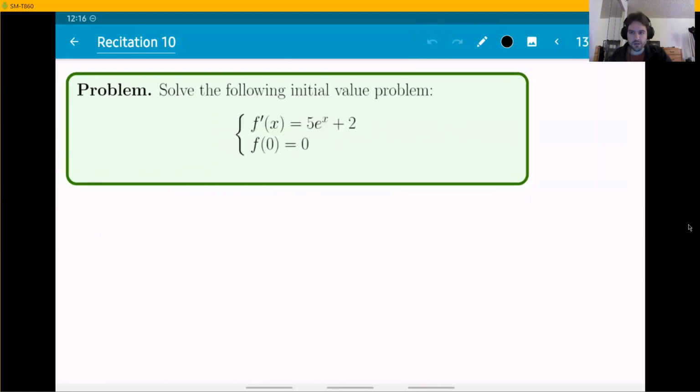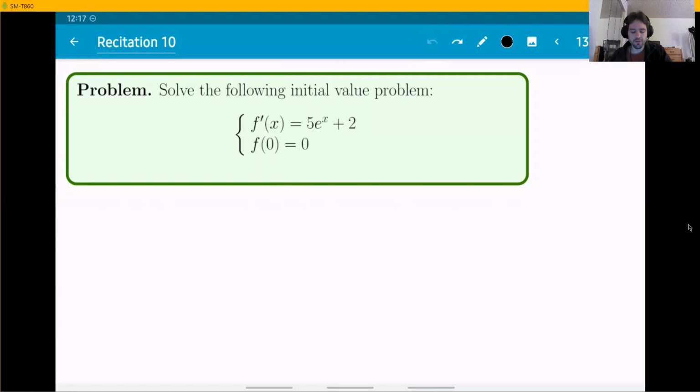And now I can actually go to a problem that's about what I had mentioned before, initial value problems. Just as a quick reminder, what does this mean? Well, it means exactly what you see on screen here. We are trying to find the function f with these two properties here. That's what they mean by solve the initial value problem. It means find the f. So on the one hand, the derivative of f must be this particular function, 5e to the x plus 2. And on the other hand, the value of the function at the number 0 must be 0. This is called the initial condition.